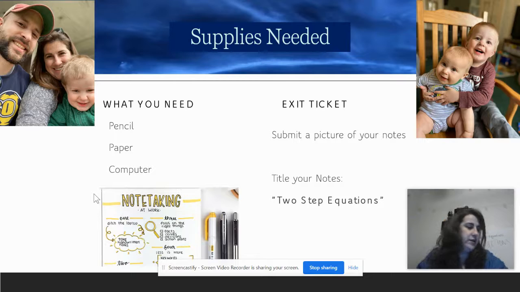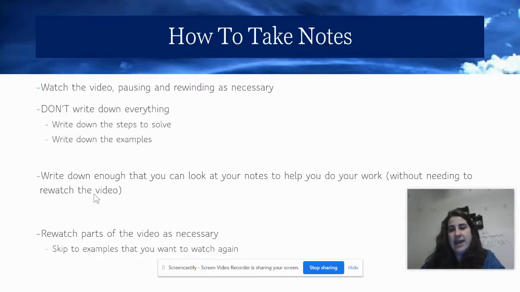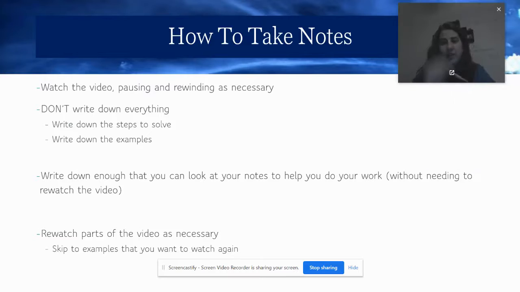So let's get the ball rolling. I'm going to time myself so I don't go too long. Again, you're supposed to be taking notes because that's what you need to submit. Rewind, pause. You don't have to write everything down, but you do need to write the big important pieces. And one of those big important pieces are the examples.